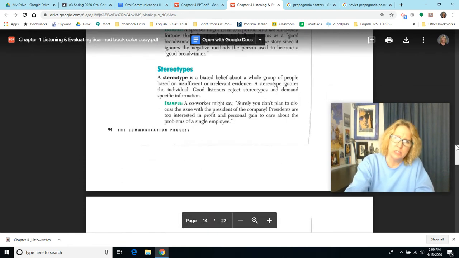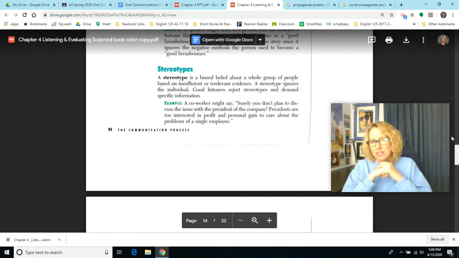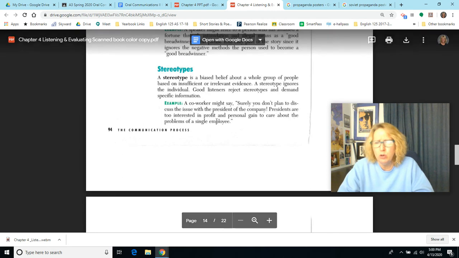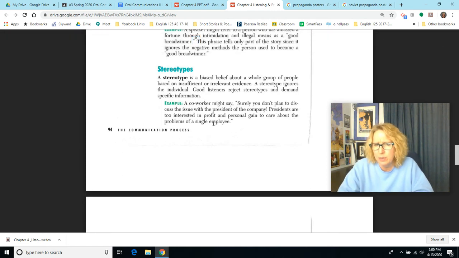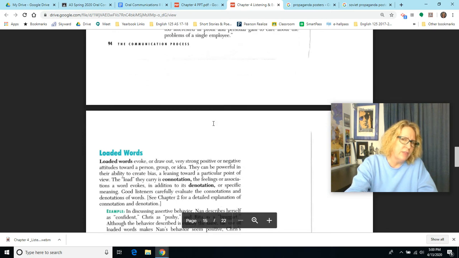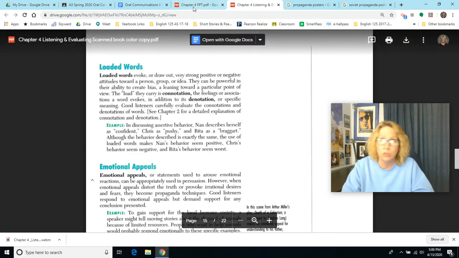All right. The next one is easy for us to all get. We've heard of stereotypes. It's a biased belief about a whole group of people, and it's again based on insufficient or irrelevant evidence. A stereotype ignores individuals. Good listeners reject stereotypes. They demand specific information. So in the book, it says a coworker might say, surely you don't plan to discuss the issue with the president of the company. Presidents are too interested in profit and personal gain to care about the problems of a single employee. But upon closer analysis, that doesn't mean all presidents of a company are stereotypically just looking for profits.